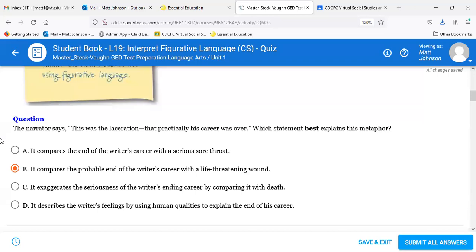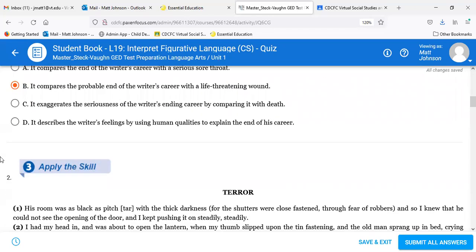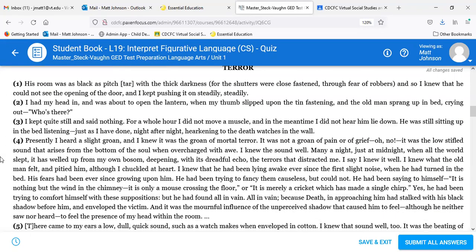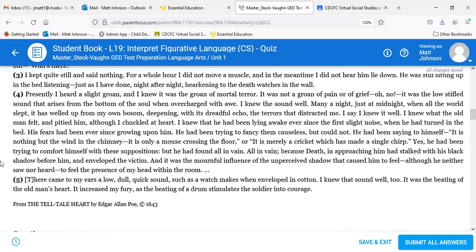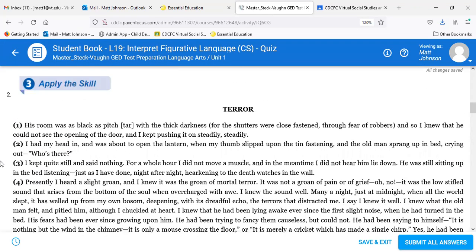So B is boy for number one. Oh, terror. Oh, more Edgar Allan Poe, The Telltale Heart. So Edda, you want to take the first two paragraphs for us, please?